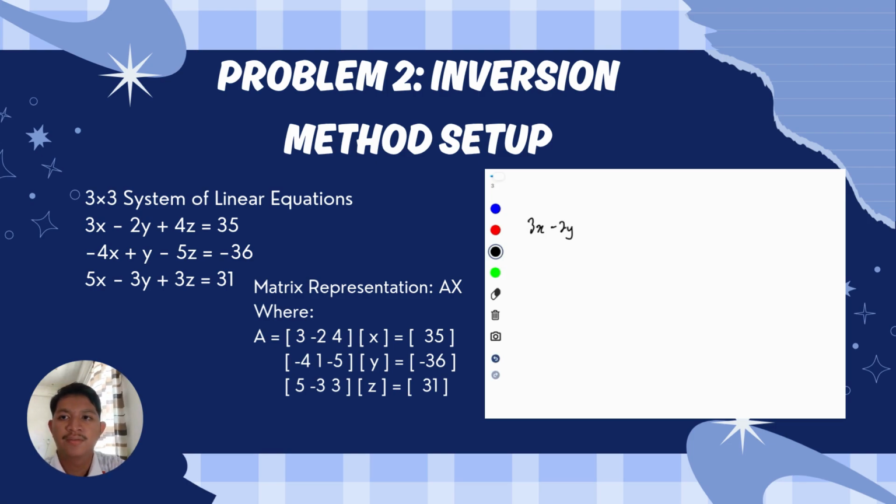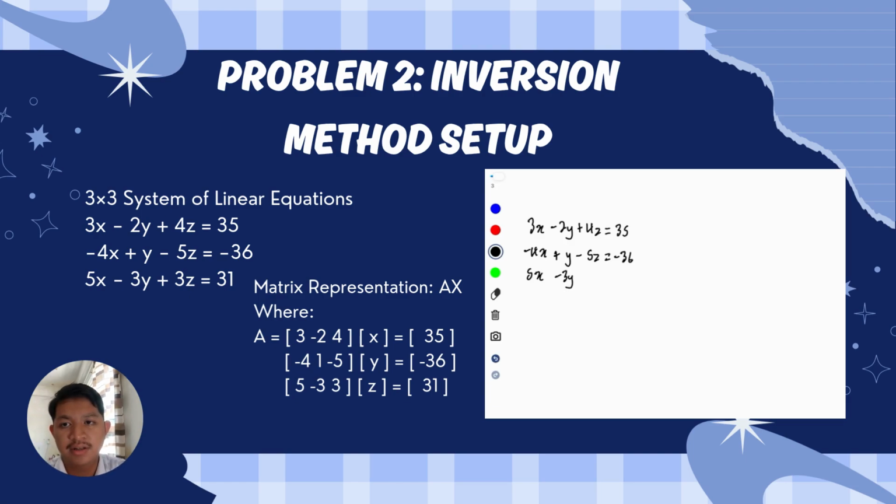Now I'm going to solve a system of linear equations using a 3 by 3 matrix. The first equation is 3x minus 2y plus 4z equals 35. The next equation is negative 4x plus y minus 5z equals negative 36. For the third equation, 5x minus 3y plus 3z equals 31.